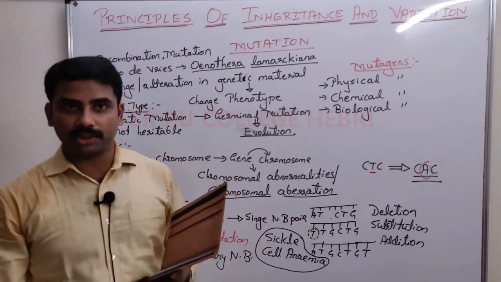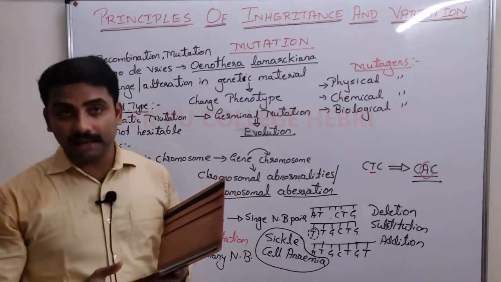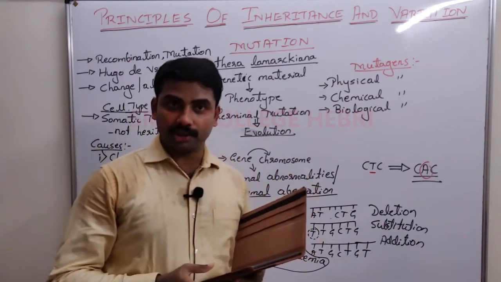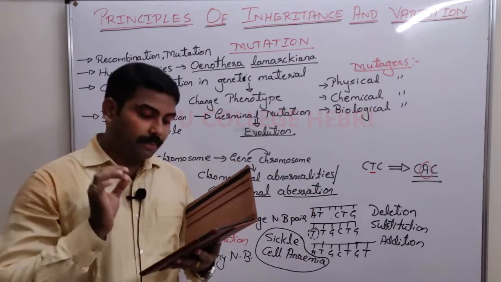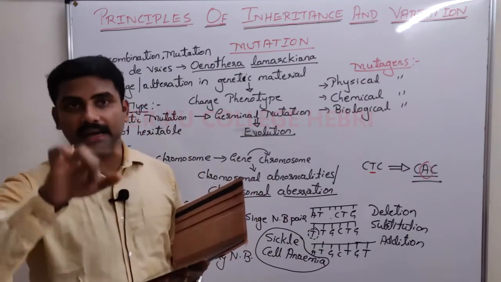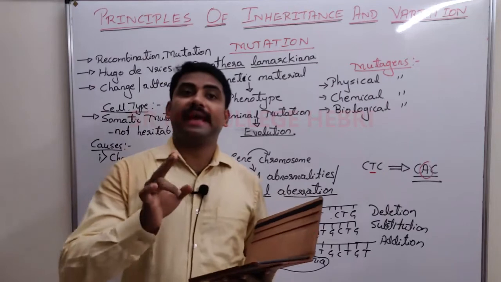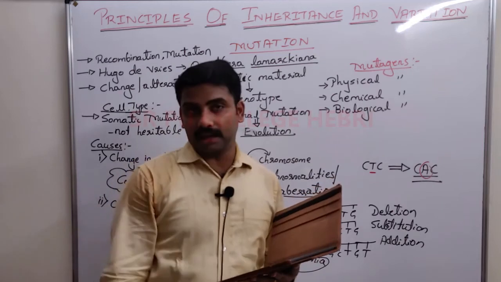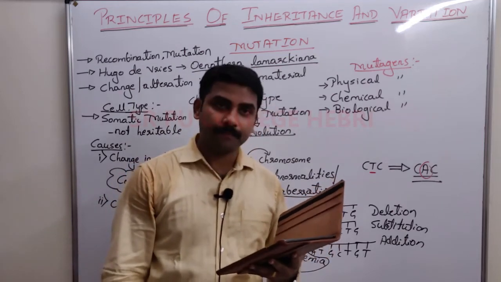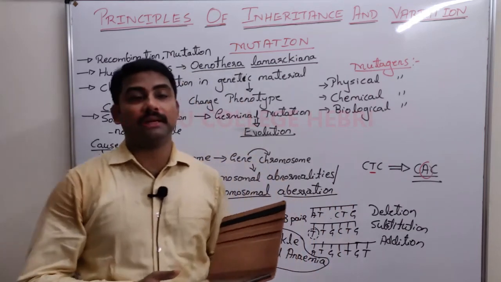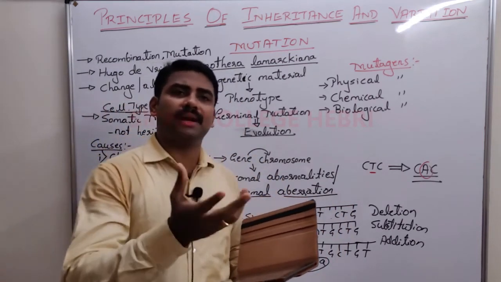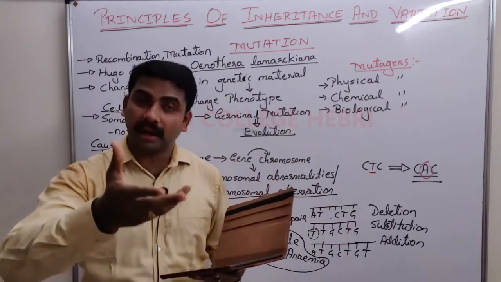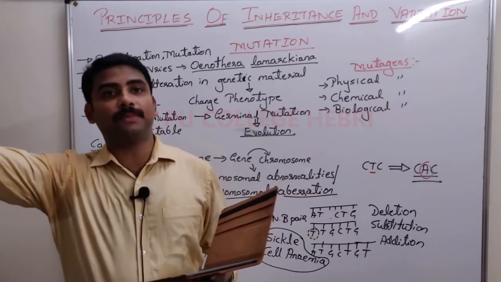Mark it as a 2-mark question. Physical or chemical agent, any agent responsible for mutation are called mutagens. Next line, they may be physical, underline physical, in bracket X-rays, UV rays, close the bracket, comma, chemical, underline chemical, or biological, underline biological. What are the different physical, chemical, biological mutagens, cancer causing carcinogens, that and all we will discuss in the chapter human health and disease.